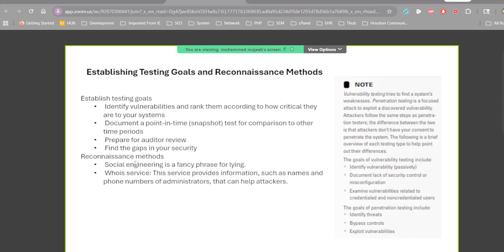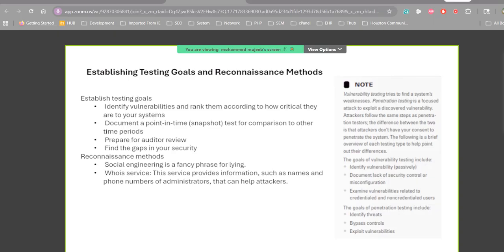So reconnaissance method is basically social engineering, which is a fancy phrase for lying, right? So you have to make sure that you protect your system from social engineering. Give proper training to your employees around social engineering. What is social engineering? How can you identify social engineering emails? All those kind of things. We have quarterly trainings on social engineering that our security culture team does. So it's very important your employees are aware and up to date about social engineering.